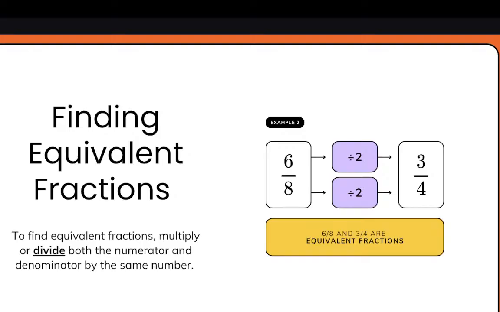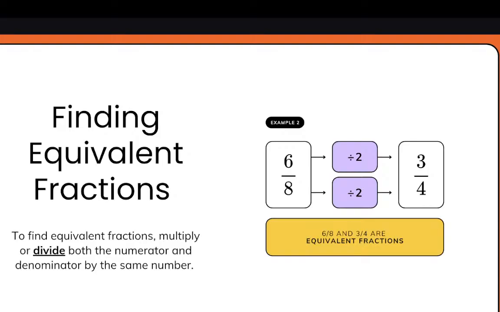6/8. If I divide both numbers by 2, I would get 6 divided by 2 is 3, which you can see here. And then 8 cut into 8 slices, and I eat 6 of them, that is 6/8.